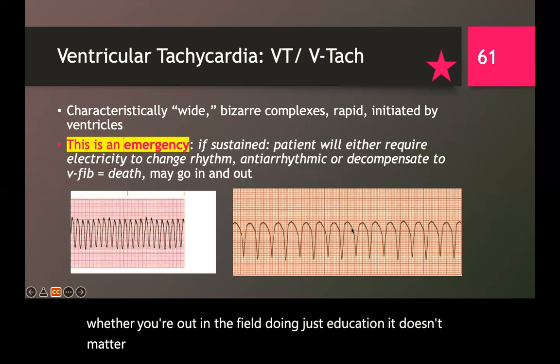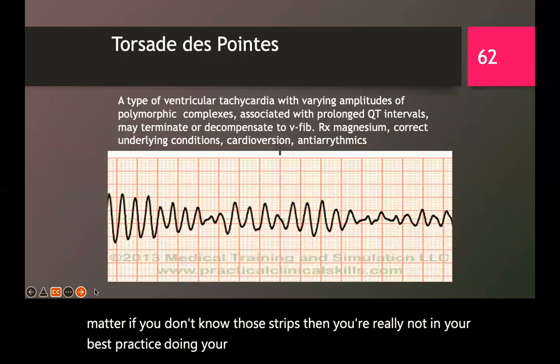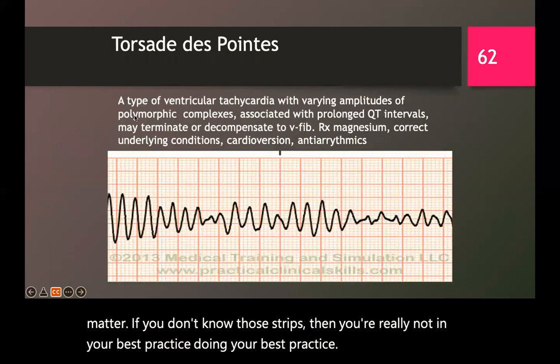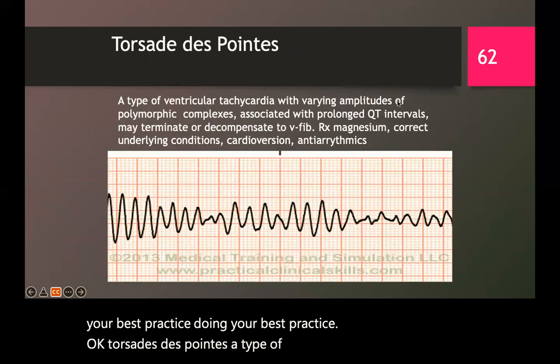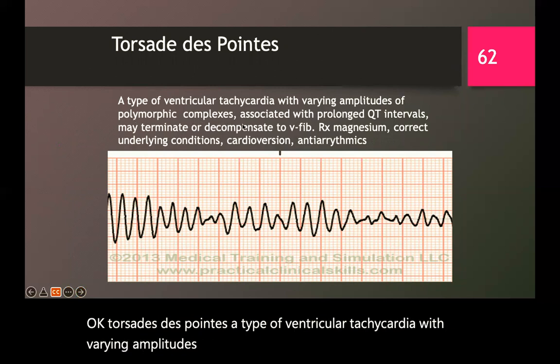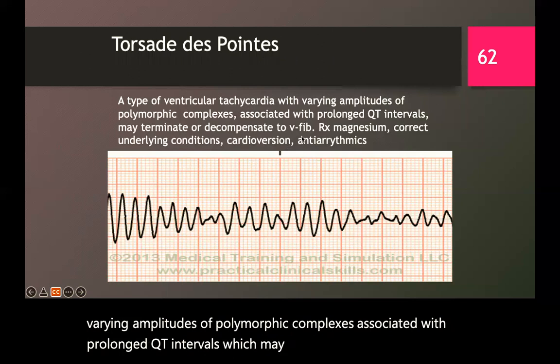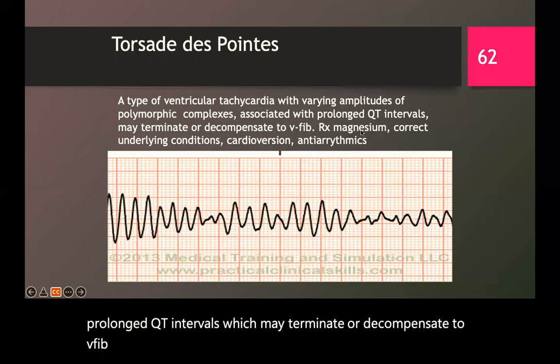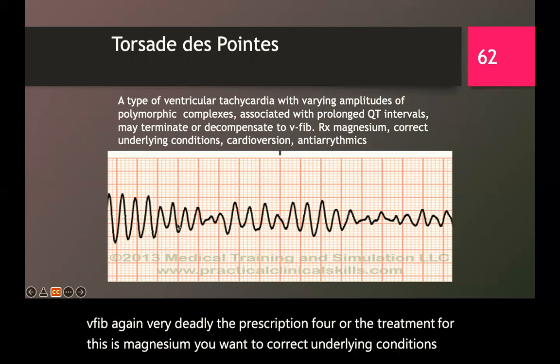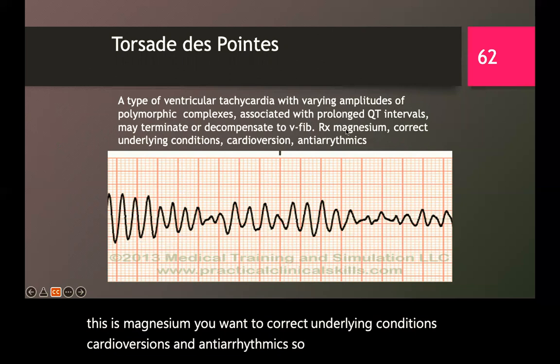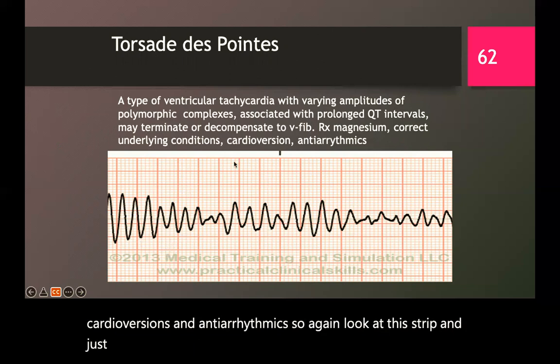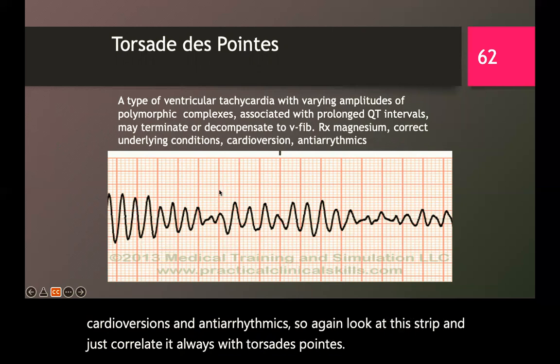If you don't know those strips, then you're really not doing your best practice. Okay, torsades de pointes: a type of ventricular tachycardia with varying amplitudes of polymorphic complexes associated with prolonged QT intervals, which may terminate or decompensate to VFib. Again, very deadly. The treatment for this is magnesium. You want to correct underlying conditions, cardioversion, and antiarrhythmics. So again, look at this strip and always correlate it with torsades de pointes.